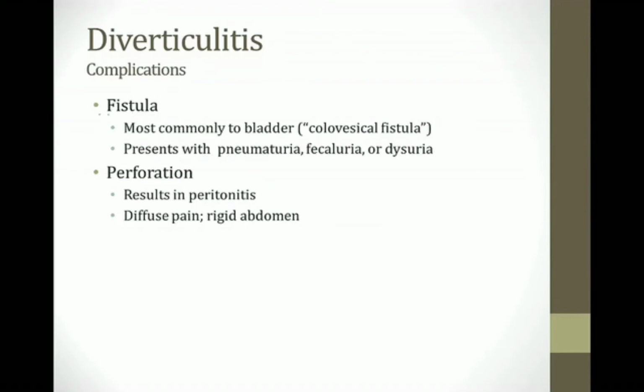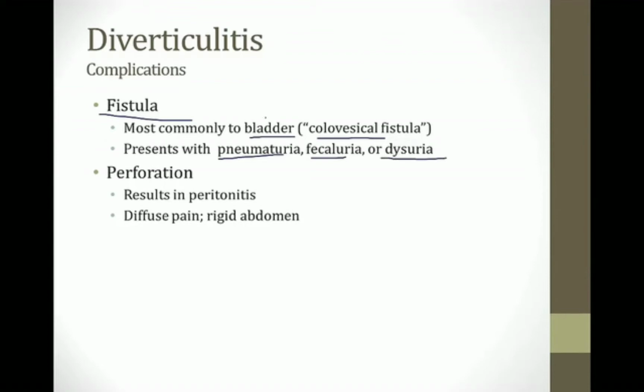Another complication is a fistula. This is a connection with another structure in the abdomen. Most commonly it's the bladder. This is called a colovesical fistula. This will present with air in the urine. This is called pneumaturia, or fecal matter in the urine. This is called fecaluria. And these can both lead to infection and inflammation in the bladder and the urinary tract, and that will give symptoms of dysuria.